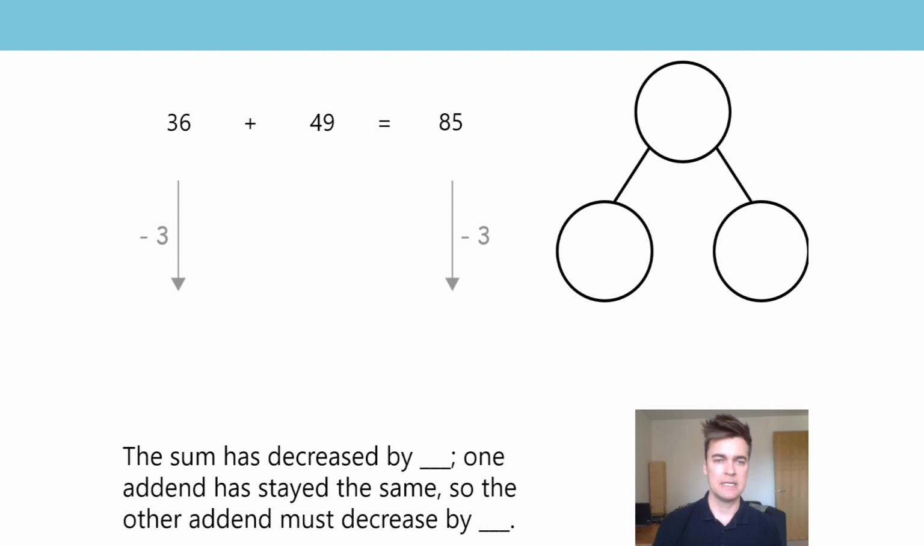Are you ready? Okay, so parts and the whole. The parts were 36 and 49, and the whole was 85. The sum, the whole, decreased by 3. One addend, one of the parts, stayed the same, so decrease the other addend by 3. I can show those two changes, and the new sum, the new whole, and the new addend, the new part, which matches our equation here.